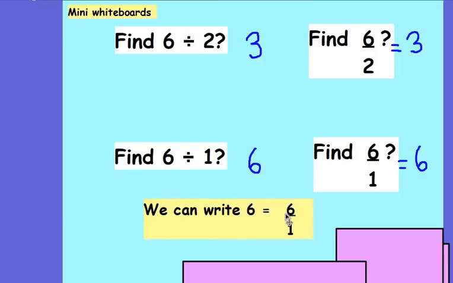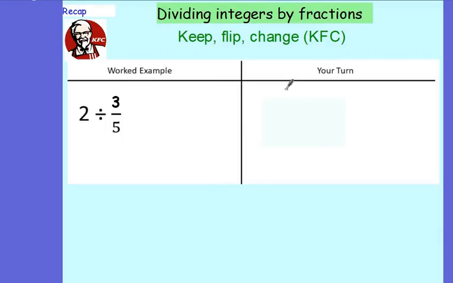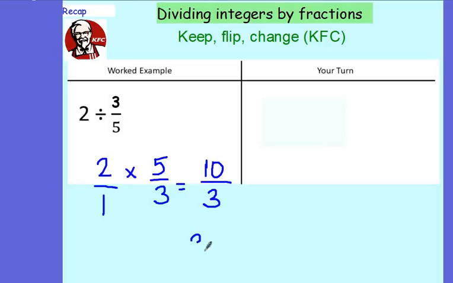So we can write 6 as 6 over 1. And we did this earlier when we were doing multiplying fractions. A quick recap of keep, flip, change. This is the same process we're going to use today. I'll go through an example, then you're going to do an example in your light blue books for me. I've got 2 divided by 3/5. I keep my first number, I flip my second fraction over, and I change my sign to a multiply. I can write 2 as 2 over 1. I've now got 2 times 5, which gives me 10 on the top, and a 3 on the bottom. I could write that as 3 1/3 if I so wished.